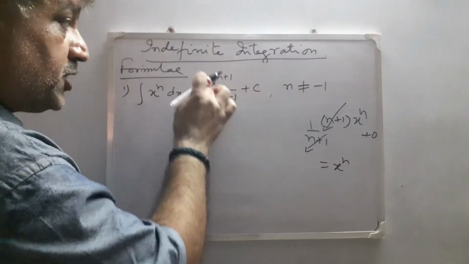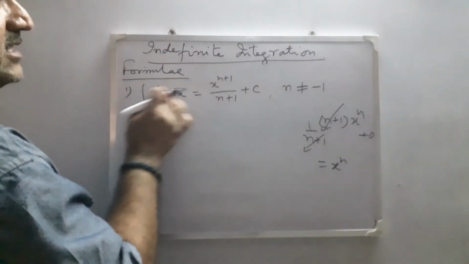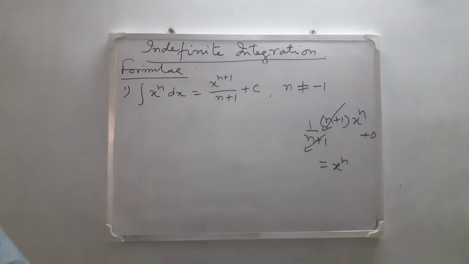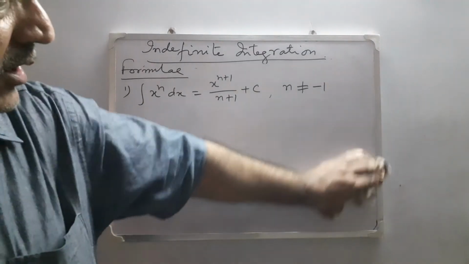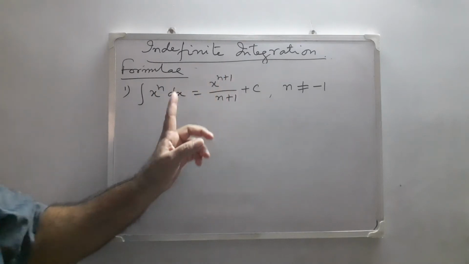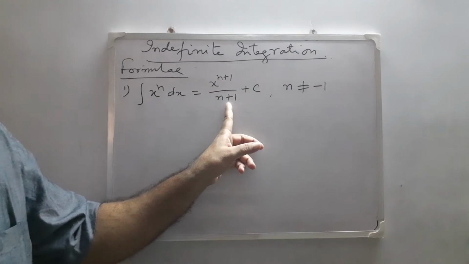So differentiation of this result is x power n. That's why integral of this result is this one. So you have to keep it in mind that in case of integration, we have to add 1 to this power, and then whatever be the power, that should be written here in the denominator.